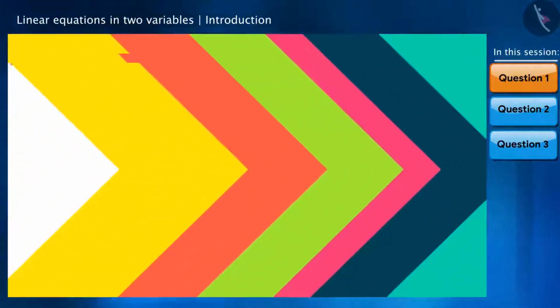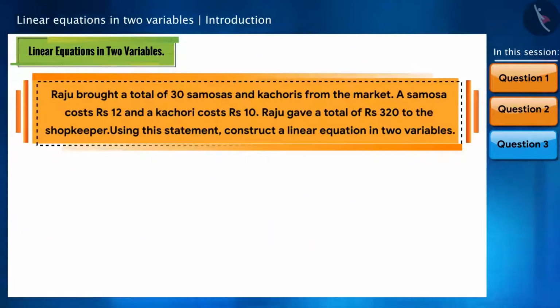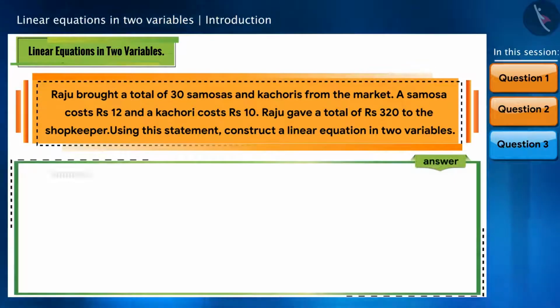Let's see another question. Raju brought a total of 30 samosas and kachoris from the market. A samosa costs rupees 12 and a kachori costs rupees 10. Raju gave a total of rupees 320 to the shopkeeper. Using this statement, construct a linear equation in two variables.